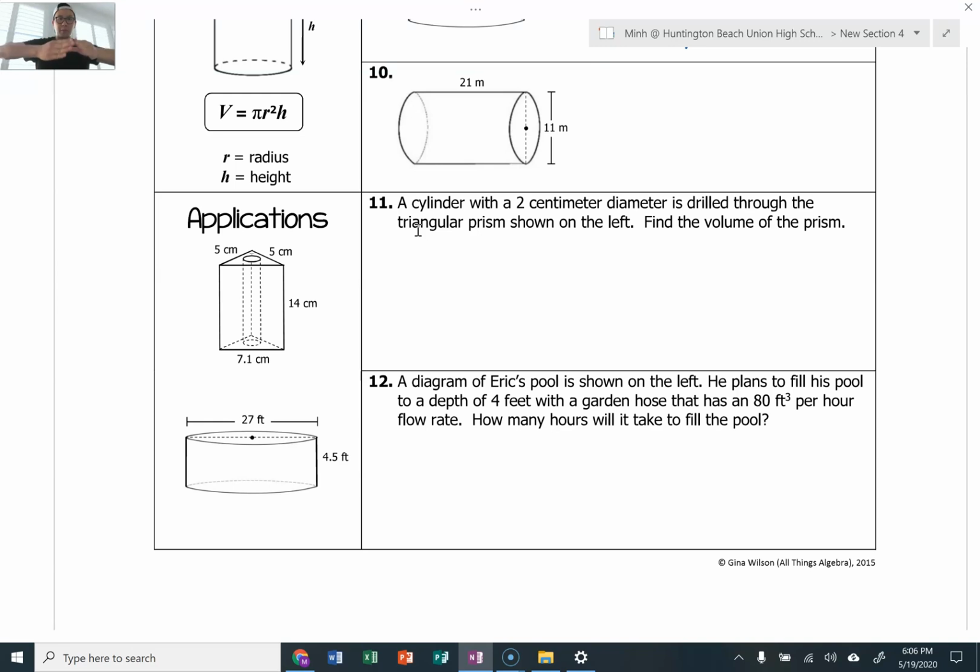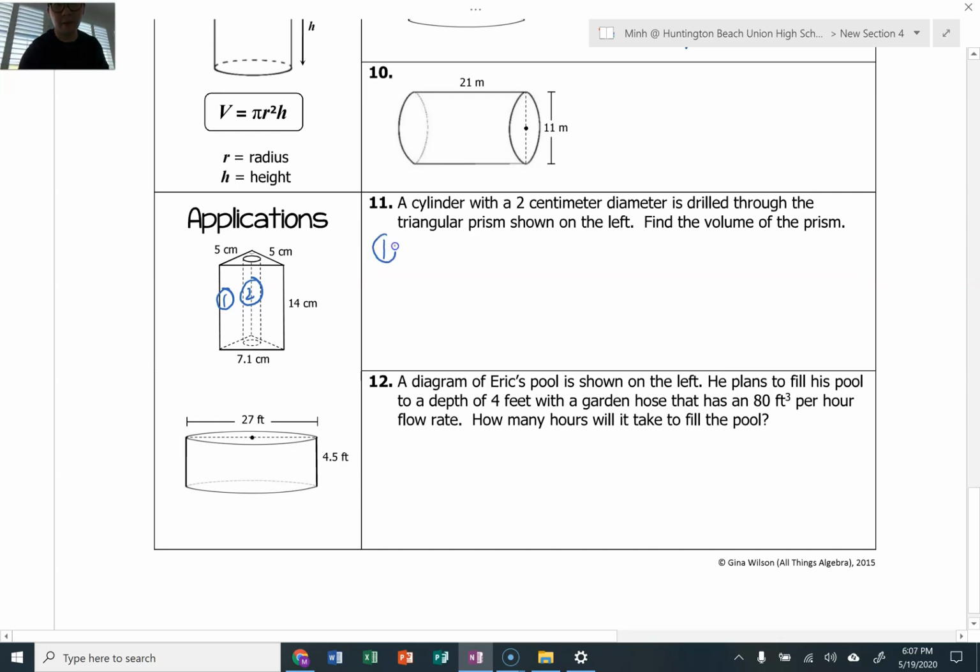So we have a triangular prism, and there's a drill that's going straight down. Right? Find the volume of the prism. So we need to remove that hole when we're calculating our volume. So it's like what we did yesterday. So we need to find first the volume of the triangular prism, and then we're going to find the volume of the cylinder, and we're going to subtract it. Well, let's do this, right?